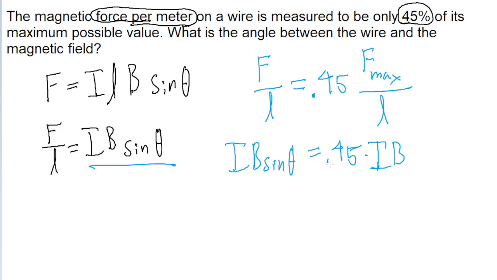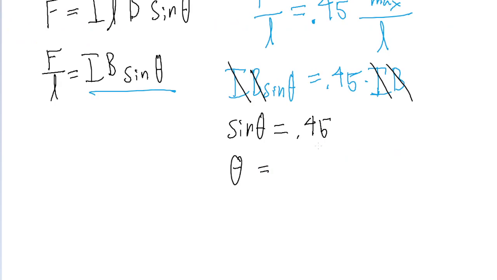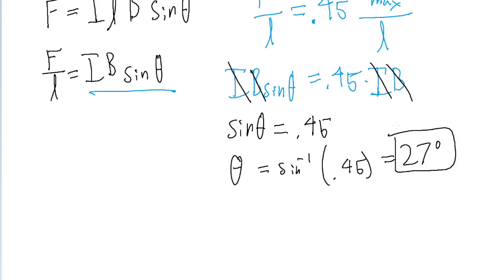But at this point, all we've got to do is simplify. We've got current on both sides of the equation, so that cancels out. The B also cancels out. And we're just left with sine theta equals 0.45. So if we want to solve for the angle, all we've got to do is take the inverse sine of both sides of the equation. So the angle is equal to the inverse sine of 0.45. And if we put that into a calculator, then we find an angle of 27 degrees. So 27 degrees is our answer to this problem.